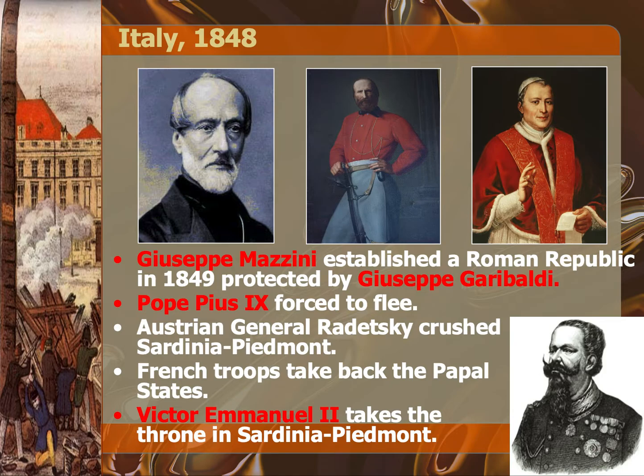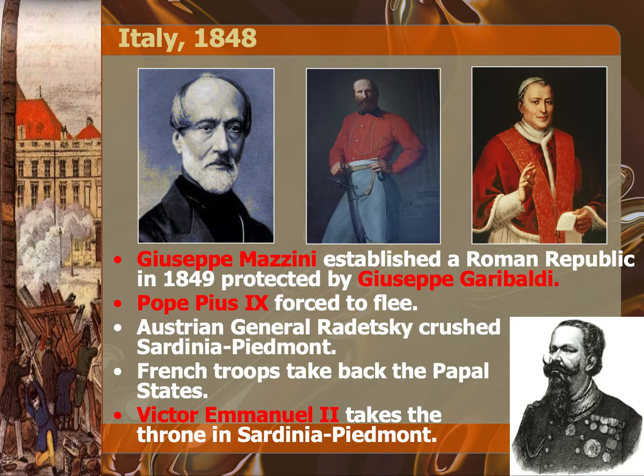radicals in Piedmont in March of 1849 are going to force King Charles Albert to get into a war with Austria. Again, the idea being that the only way Italy is going to be unified is if we get Austria out of Italy. This was almost immediately crushed, where it says here, Austrian General Radetzky crushes Sardinia, Piedmont. So this does not go well.